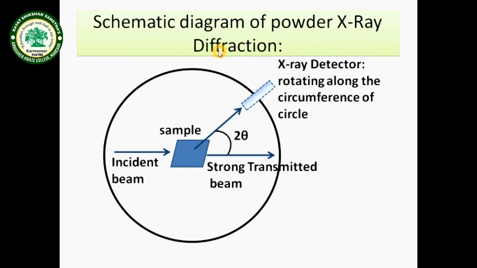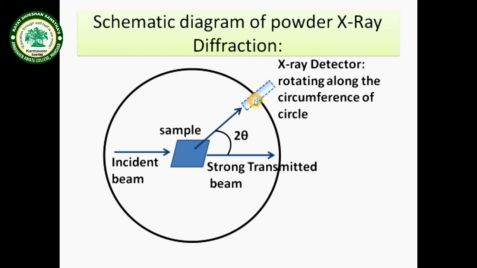The schematic diagram of X-ray diffraction has been shown over here. For the same, the incident beam is there. It interacts with the sample. The sample consists of arrays of atoms. Some X-rays, we can say, are transmitted. They are not deviating, while others which are deviating are captured or collected with the help of the detector here.